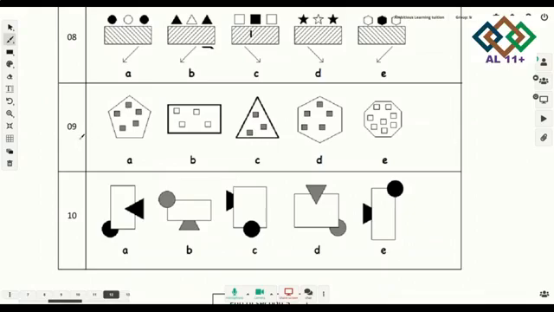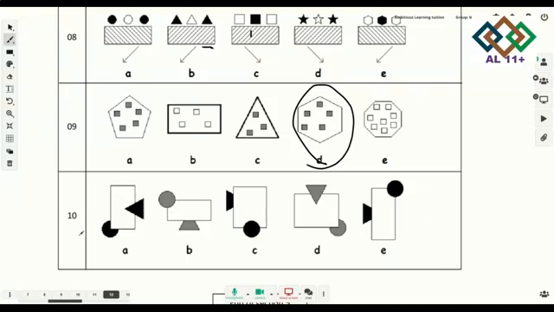So let's move on to number 9 now. In number 9, if you look at what's happening here, the only one where the number of shapes is not the same as the number of edges. You need to find out if the number of edges and the shapes inside are the same. Only one doesn't have that. It's D. So let's move on to number 10.